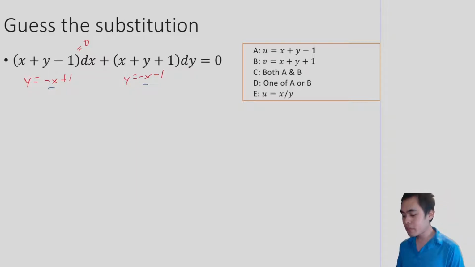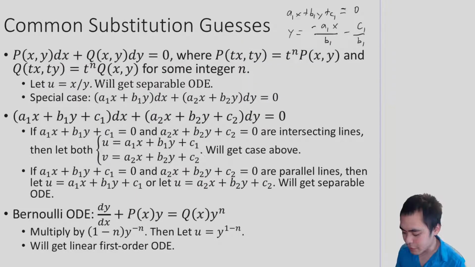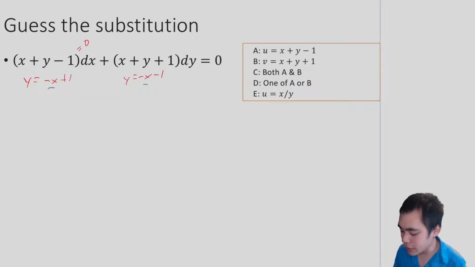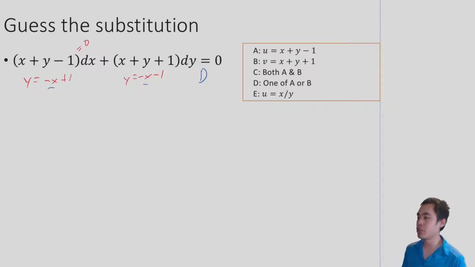And therefore, this is actually a different situation. So because these slopes are the same, you're left in this situation here where you have parallel lines. And so since you only have parallel lines, you actually only need one. So the answer to this one is actually D. You only need one of A or B. Okay, so this was a little bit tricky. Because the lines are parallel, you only need one substitution.